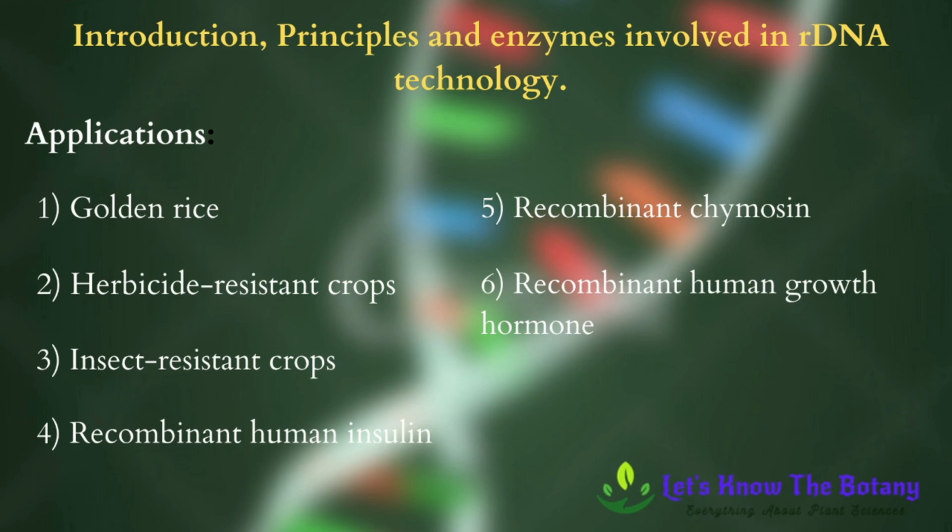Then recombinant chymosin, which is found in rennet. Chymosin is an enzyme required to manufacture cheese that has been produced using this technology. Then recombinant human growth hormone, that is HGH, somatotropin, has been produced, which is given to patients whose pituitary glands generate insufficient quantities to support normal growth and development. So these are different applications of this technology.